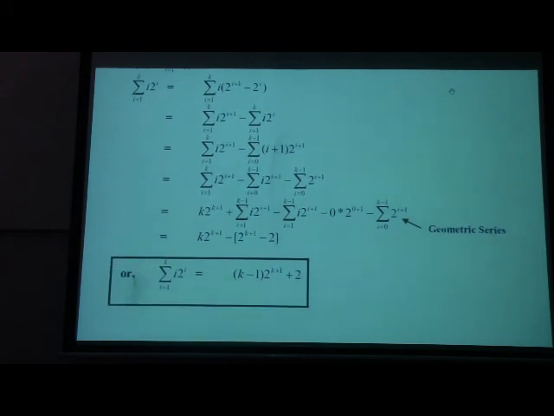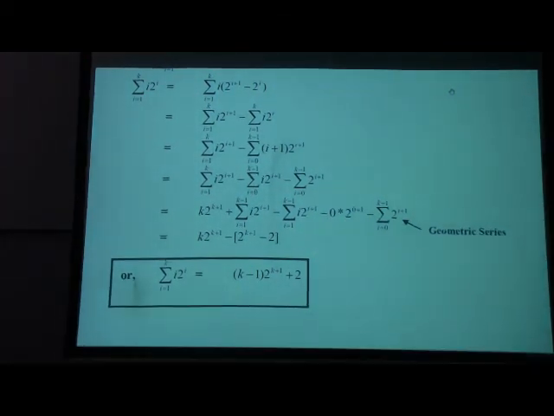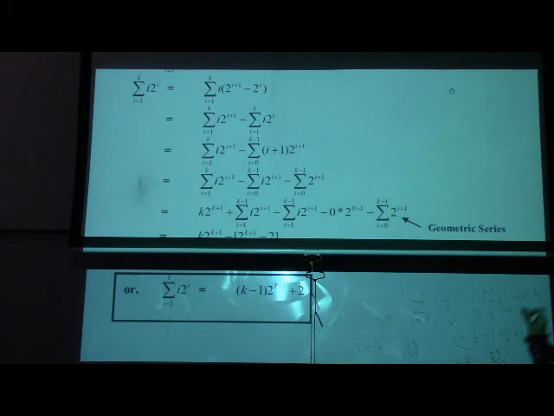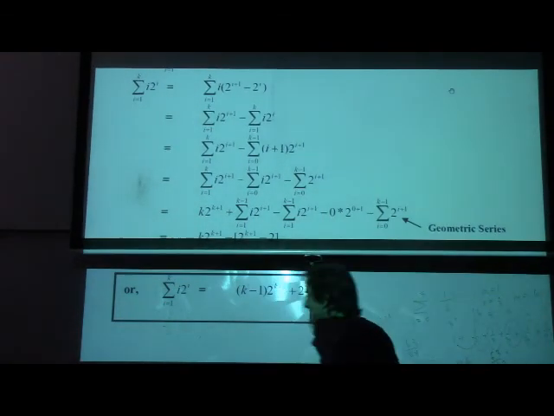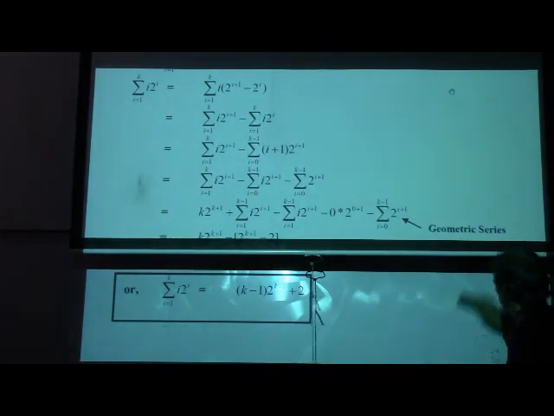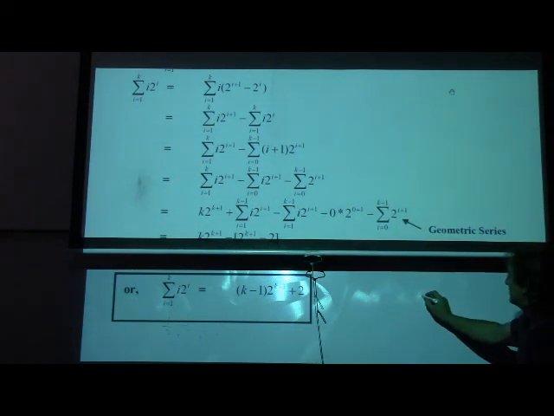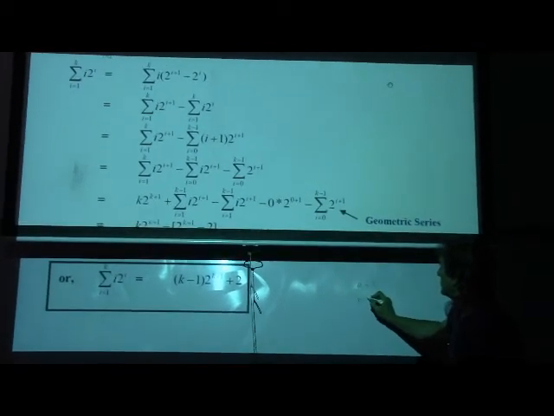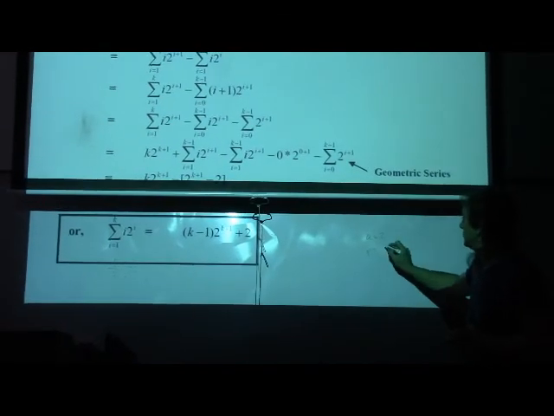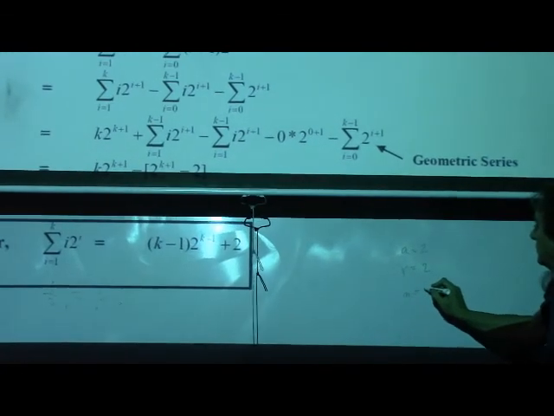So let's solve that geometric series real quick here on the side. See if we can solve it, just to make sure that you understand how it works. Somebody left me a very messy board again. I'm going to have to be very mad at the professor. Okay, so let's see. So we have this one. So what's the first term? What's a? a is equal to 2. Ratio is equal to 2. Number of terms is equal to k.